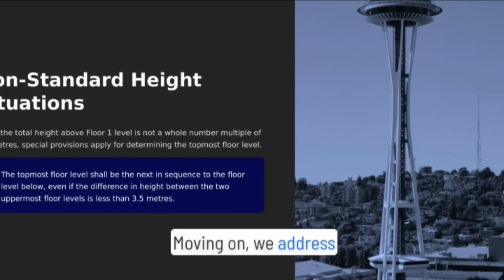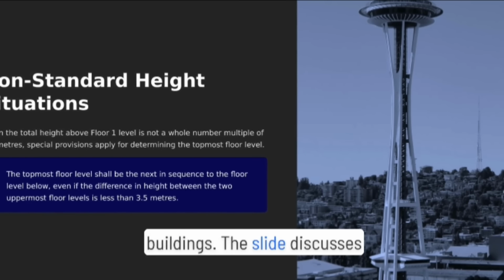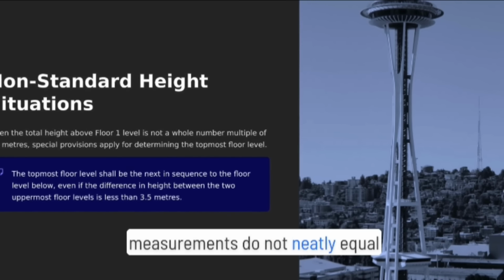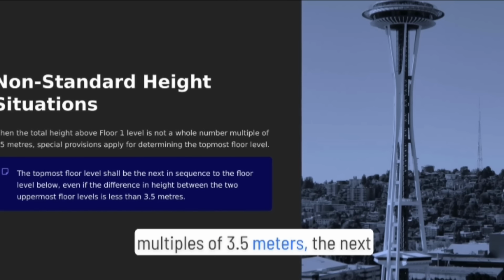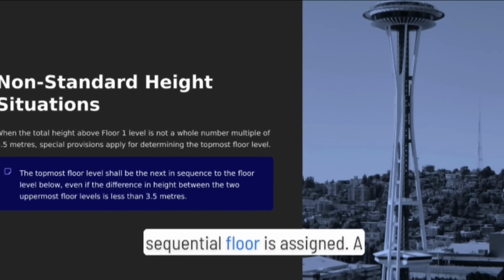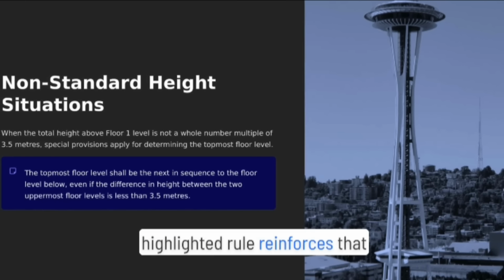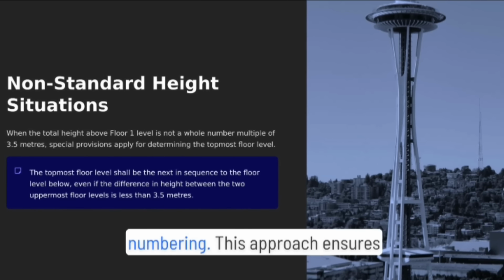Moving on, we address non-standard height situations in buildings. The slide discusses how, when floor height measurements do not neatly equal multiples of 3.5 meters, the next sequential floor is assigned. A highlighted rule reinforces that even minor differences in height mandate progression in floor numbering.